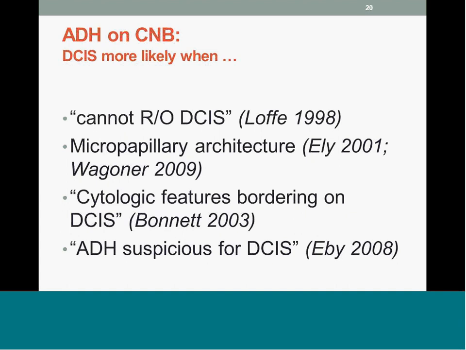Studies have looked at terminology. If you look at phrases like "cannot rule out DCIS," "cytologic features bordering on DCIS," or "ADH suspicious for DCIS," in my view it's not surprising that these kinds of cases would have DCIS on the excision. Perhaps it was on the core biopsy itself. Micropapillary architecture: we do know that micropapillary DCIS has a greater incidence of being multicentric, and perhaps that's part of what's playing there. Certainly, I pay attention to micropapillary architecture and tell my surgeons as well to pay attention to that.